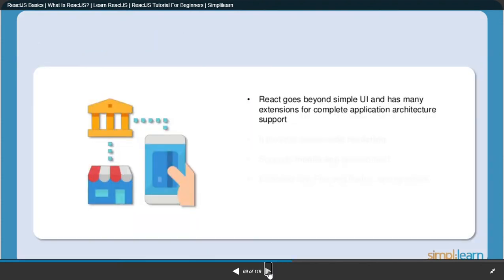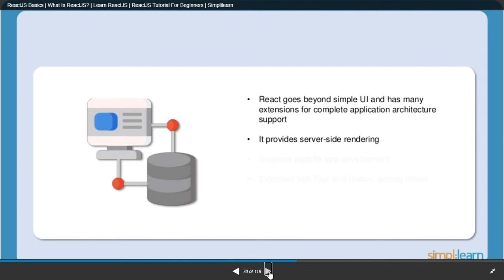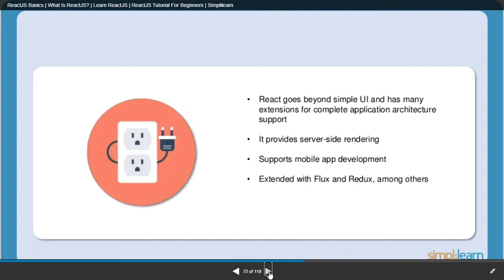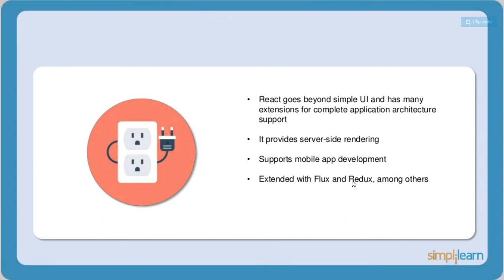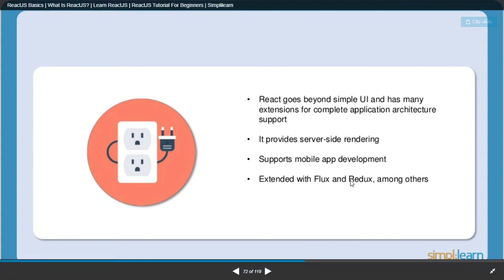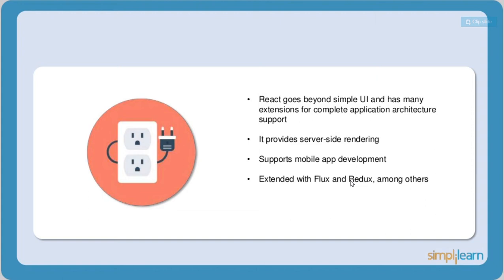There are many extensions for React that go beyond the simple UI, to support complete application architecture. It also provides server-side rendering, and it supports mobile app development. It can also be extended with Flux and Redux, among others. Flux and Redux are state management tools to maintain your state in the entire application. When your application has a complex tree kind of architecture, Redux will come into the picture, and I will talk a bit about the basics of Redux.